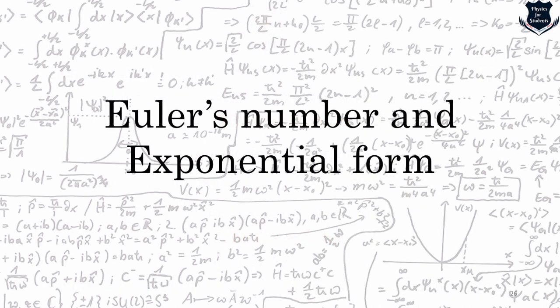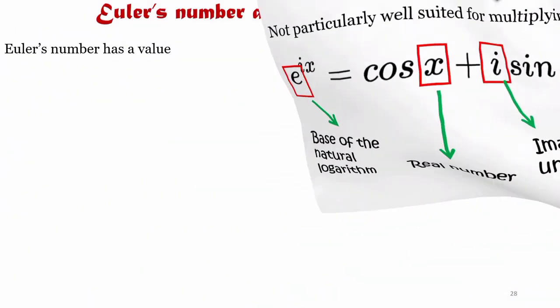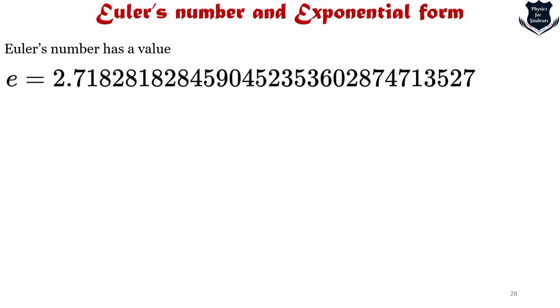Now we come to the final part, which is Euler's number and exponential form. We have already dealt with this, so I will just touch base. We have seen z equals a plus bi, and this is not always suited for multiplying and dividing. So we get Euler's formula, where e is the base of the natural logarithm, x is real and i is imaginary. The importance that we need to understand is that Euler's formula establishes the fundamental relationship between trigonometric functions and exponential functions. You can think of it as a way of bridging two representations of the same unit complex number in the complex plane.